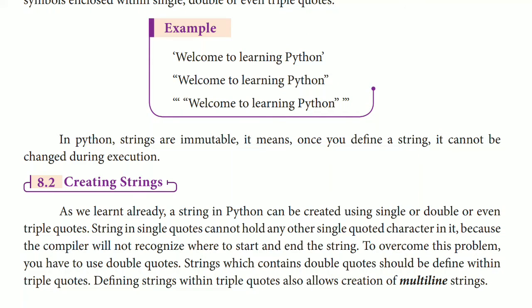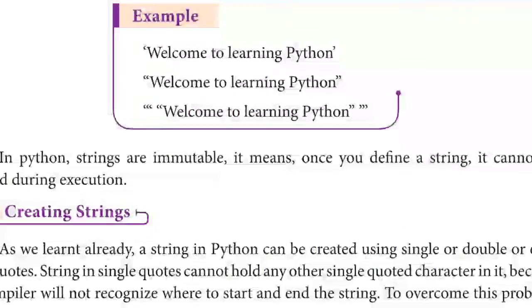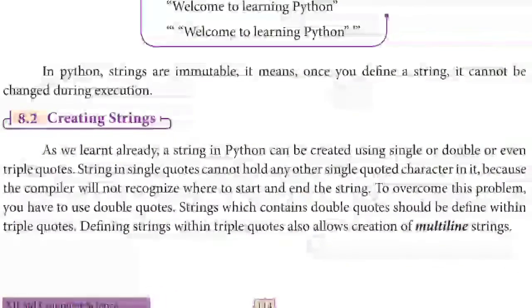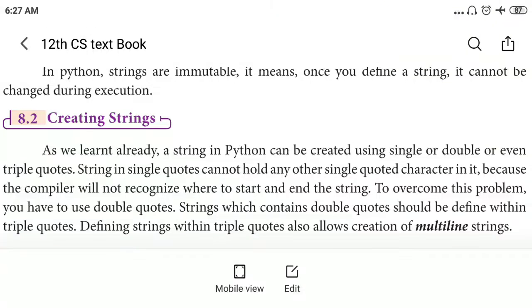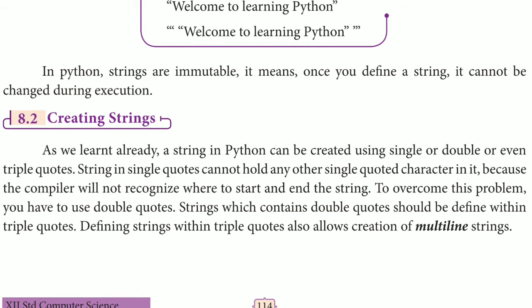So that's what is given here. You can use any kind of method. They have given three examples, and in your program you can use any one of them. So, creating strings, as we learned already: a string in Python can be created using single or double quotes or even triple quotes.